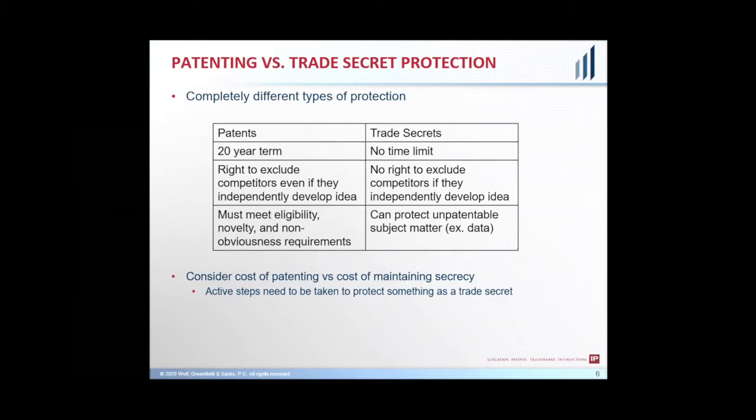And then also you should think about a cost benefit analysis for these two approaches. Getting a patent is costly in terms of preparing the application and the prosecution process, but there are also likely some costs related to maintaining something as a trade secret, because as part of trade secret protection, you have to take active steps to protect that information as a trade secret. So one thing to think about is the cost benefits of both of those.